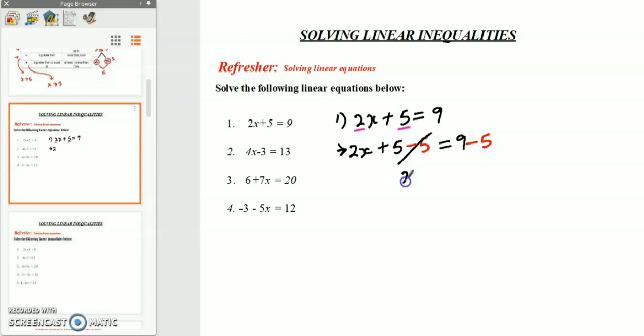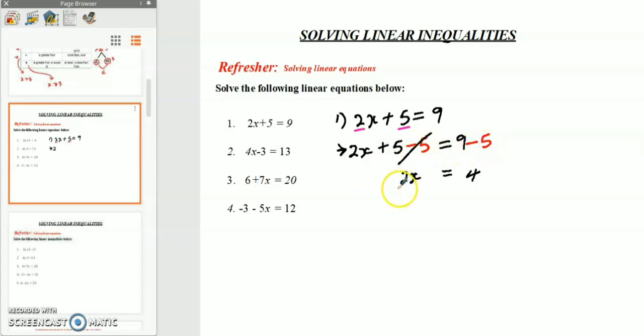So we are left with 2x equals 9 minus 5, which is 4. Good. So we have removed the positive 5. Now, next thing, how can we remove 2 in order to get x by itself? If you notice in the previous step, we had a positive 5, and we carried out the opposite operation, which was to subtract 5, right? So we're adding 5 here, so we subtract 5 here to get rid of it, and we do it to the other side as well.